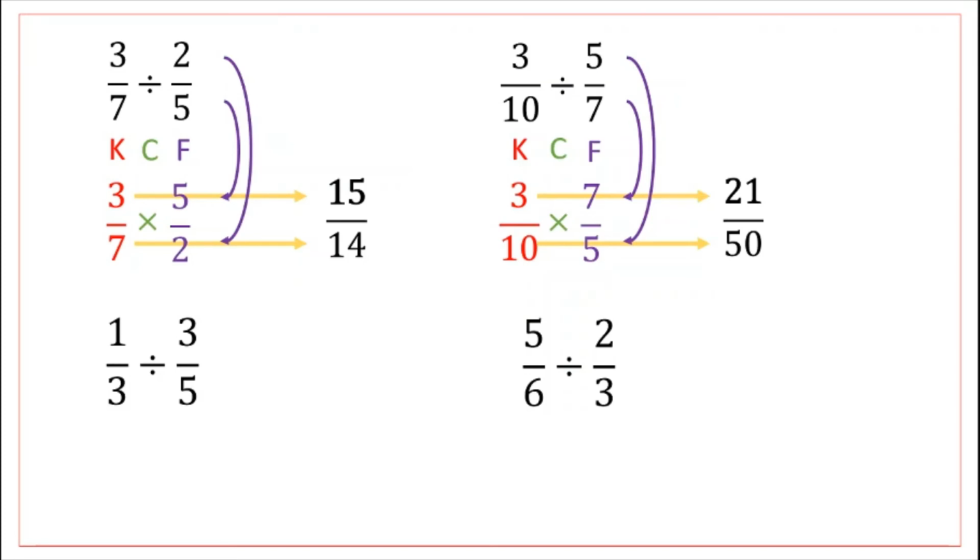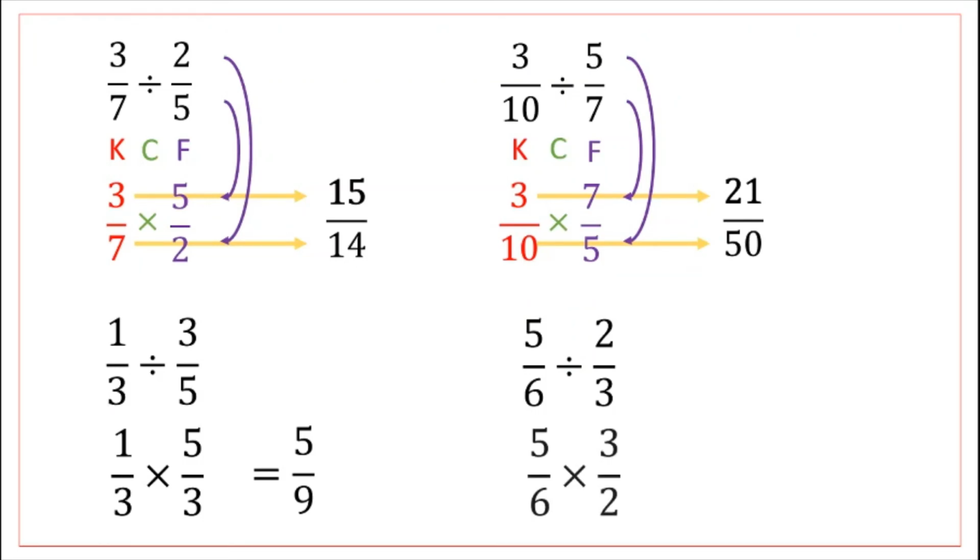Okay, the first question, the first thing I'm going to do is change the whole question, and I end up with 1/3 times 5 over 3. Double check that you got that bit right before you multiply them together to get 5 over 9. The second question, 5/6 times 3 over 2. Don't forget to flip that second fraction. A lot of people forget to do that.